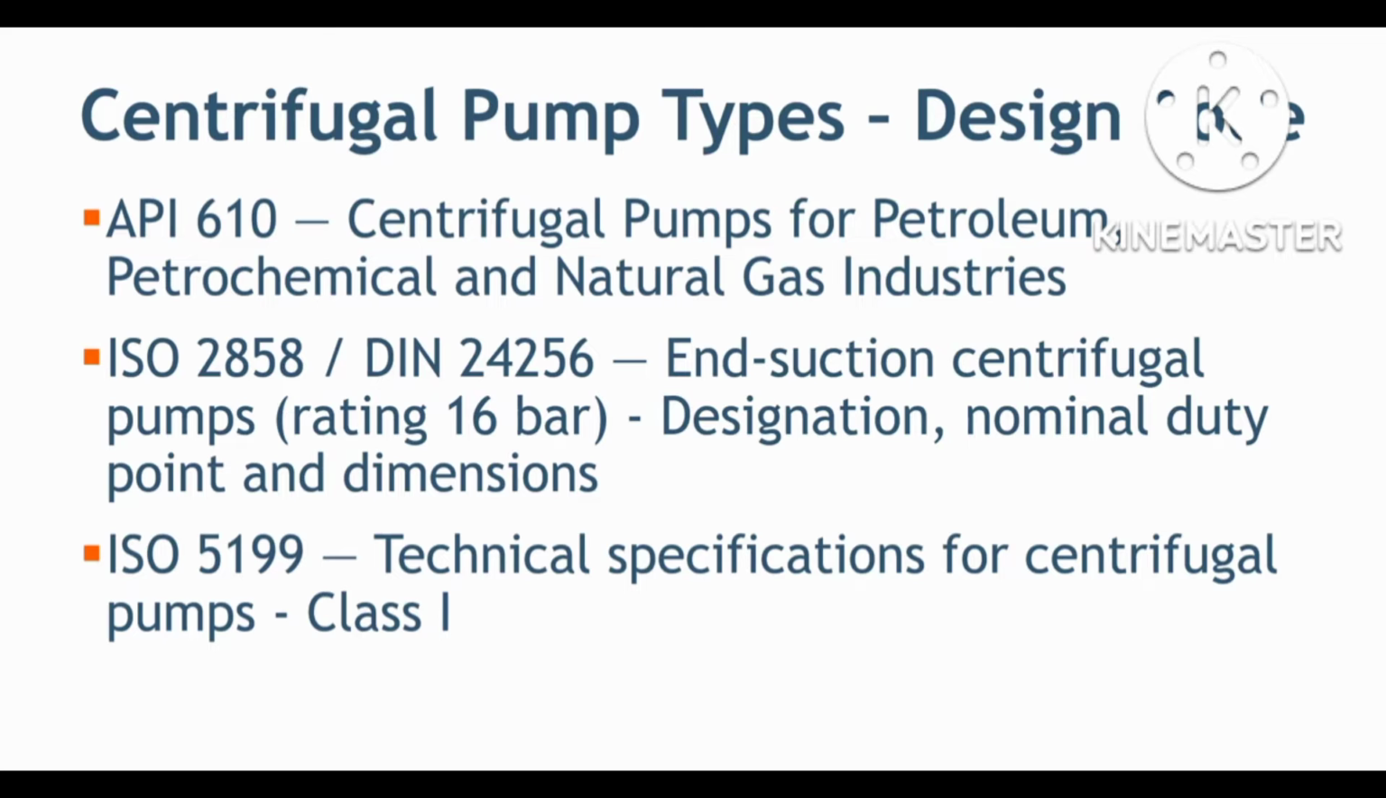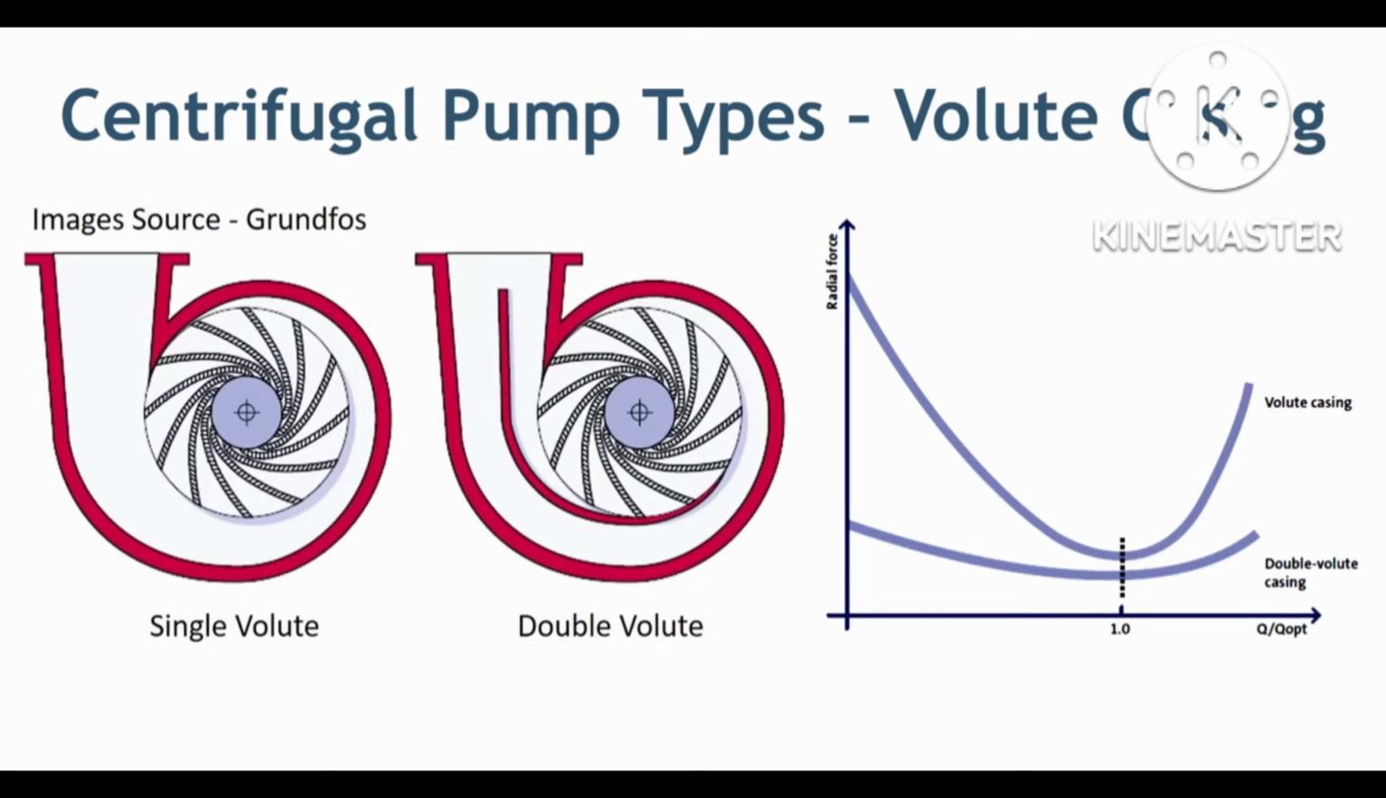The fourth method to classify the pump is based on the volute casing type. Pump casing can be of a single volute type or double volute type, as shown in the image. Most pumps you will see inside the refinery will be of a single volute type. Double volute has an advantage over the single.